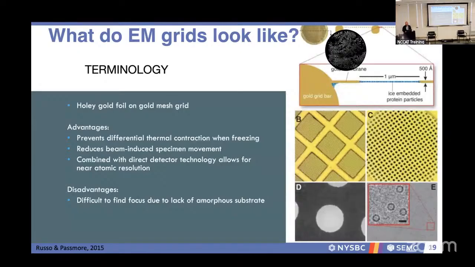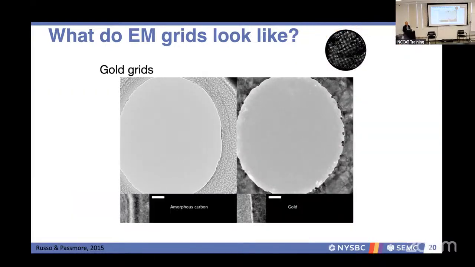There has been a movement towards gold foil, gold grids, and the reason is that there have been a lot of studies showing that when you image your grid, there can be charge buildup and tension buildup. What ends up happening is that when you cool down your grid and foil, if they're not made out of the same material, they'll have different contraction rates. And then you could lock in some tension.